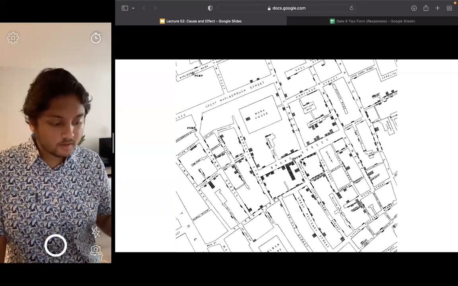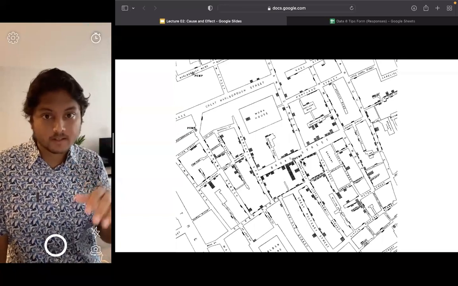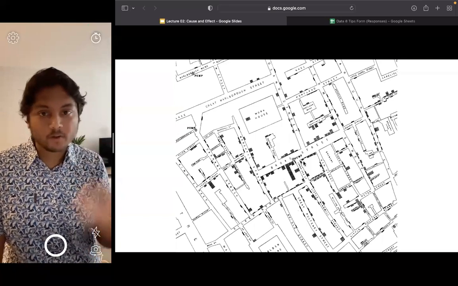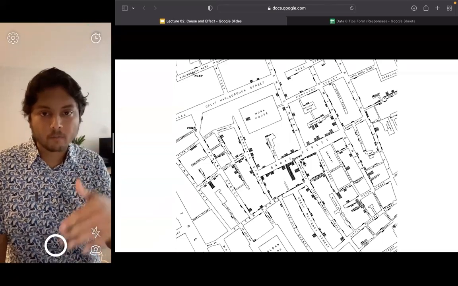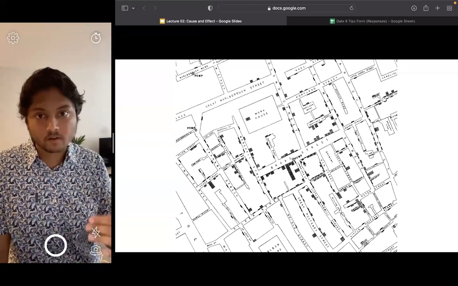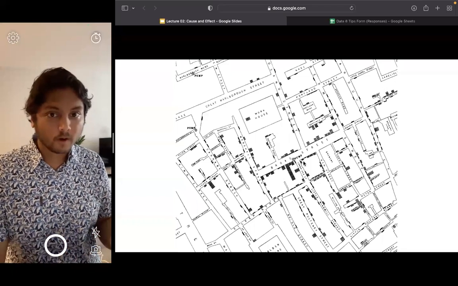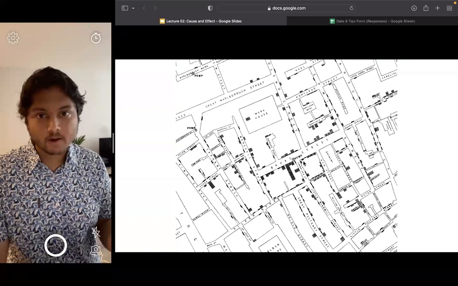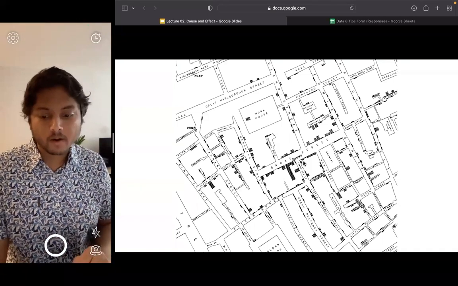One thing he did do, based on this data, is suggest to the local government to take the handle off of that pump so that you couldn't use it anymore. And it turned out that once they did that, the deaths started to go down. It's not totally clear if that was really what caused the deaths to go down, because that was also around the time that cholera was going down in general throughout the whole country, but still kind of interesting.